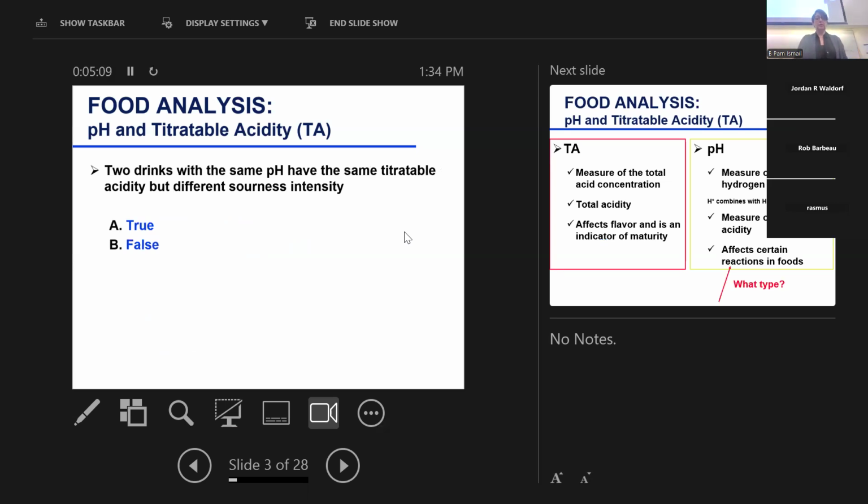So, two drinks with the same pH have the same titratable acidity, but different sourness intensity. Think about it for a minute. Two drinks, they have the same pH. Would they have the same titratable acidity, but different sourness intensity? There are so many things wrong in this sentence. Let me tell you, it's false.